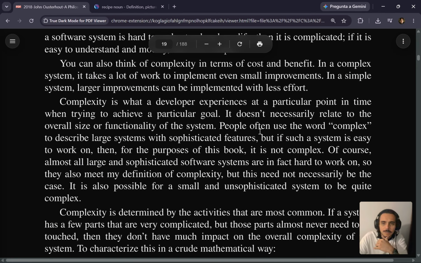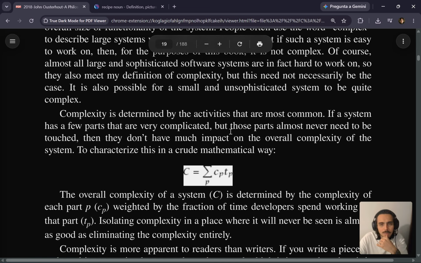Complexity is what a developer experiences at a particular point in time when trying to achieve a particular goal. It doesn't necessarily relate to the overall size or functionality of the system. People often use the word complex to describe large systems with sophisticated features. But if such a system is easy to work on, then, for the purposes of this book, it is not complex. Of course, almost all large and sophisticated software systems are in fact hard to work on, so they also meet my definition of complexity. But this need not necessarily be the case. It is also possible for a small and unsophisticated system to be quite complex.